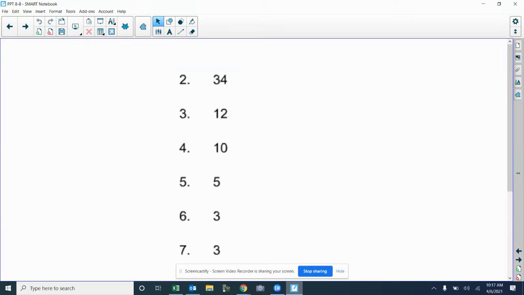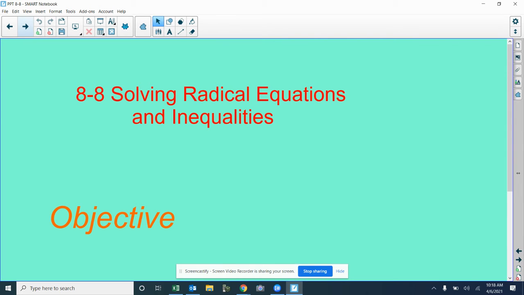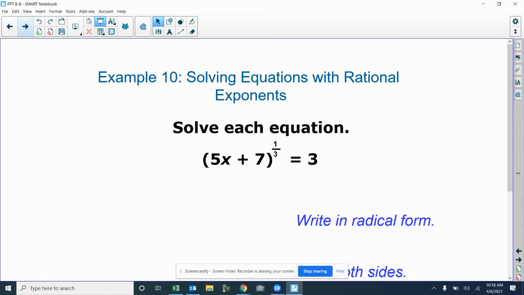Right, here's your answers from yesterday. Hopefully you had a chance to look those over. We got a couple things today we're gonna move on to. That is solving some inequalities. But before we get to the inequalities, we're going to knock out a couple more from yesterday.